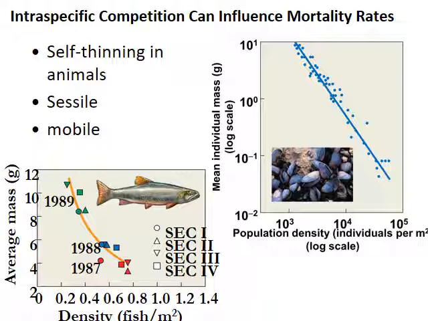We also see this in, I mentioned sessile animals here, we've got some mussels. And we see this relationship between population density and mean individual mass. So as population density decreases, the surviving individuals are larger.